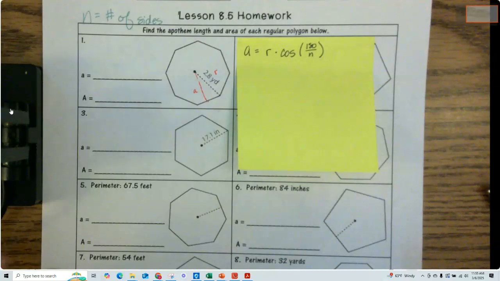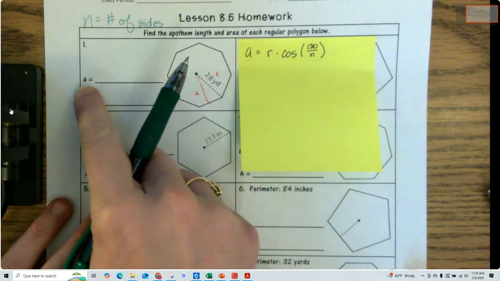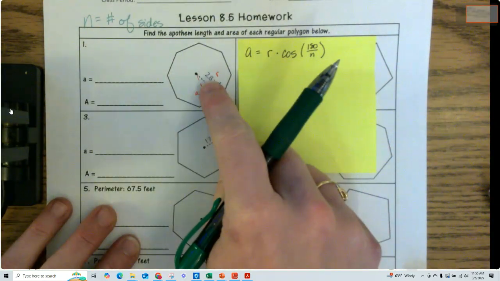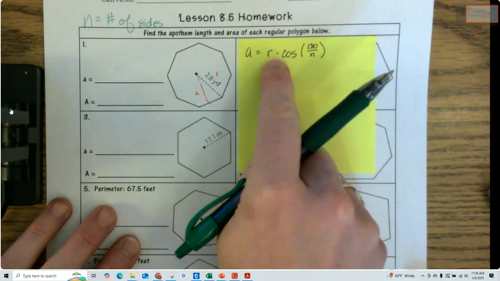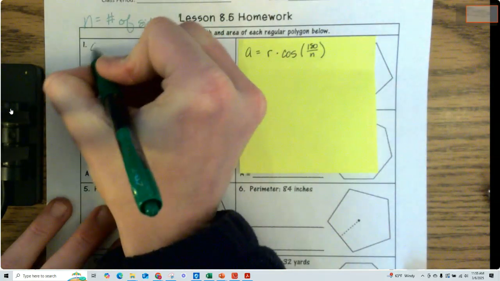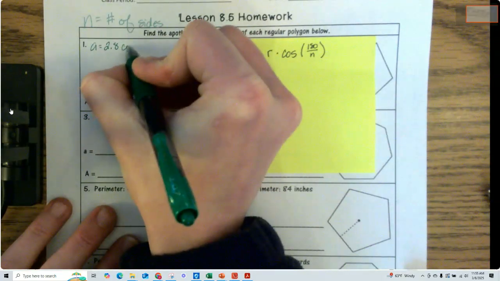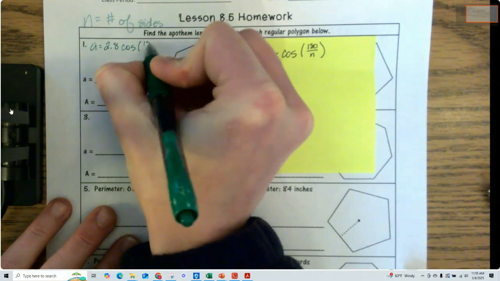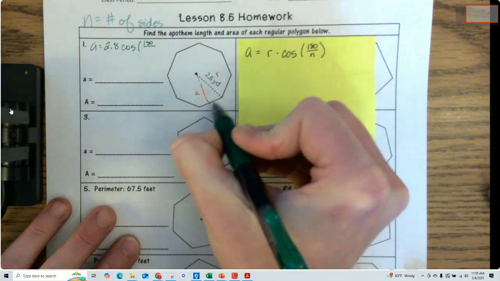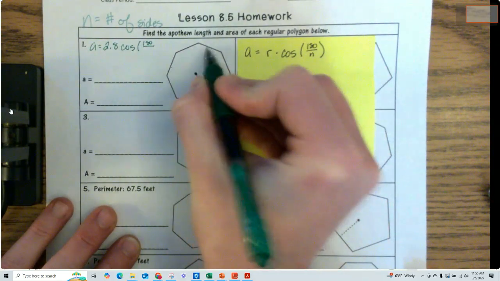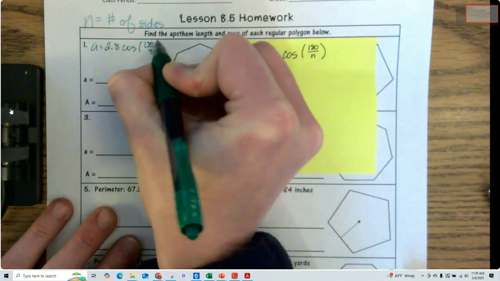So let me grab a pen, it's a little bit dark here. If we want to find the apothem here, our radius is the 2.8, so that goes where the R is. And then cosine, and then 180 over N, and this has 1, 2, 3, 4, 5, 6, 7, 8 sides.